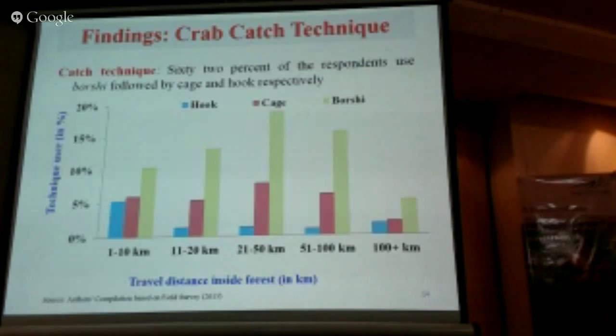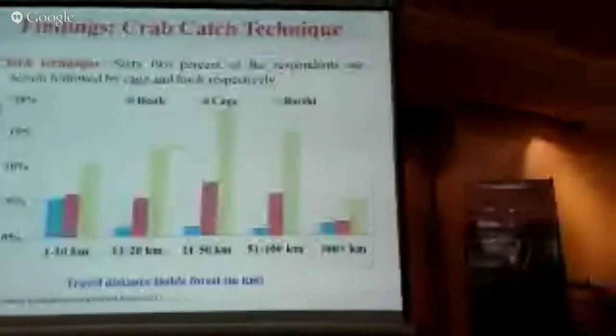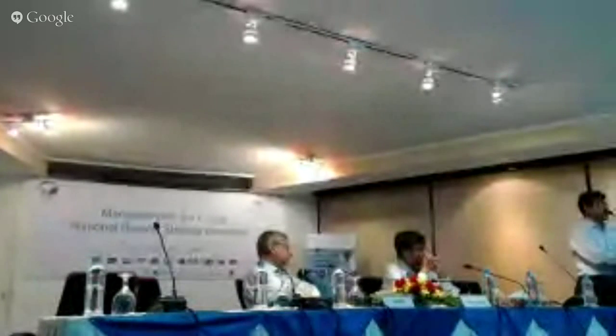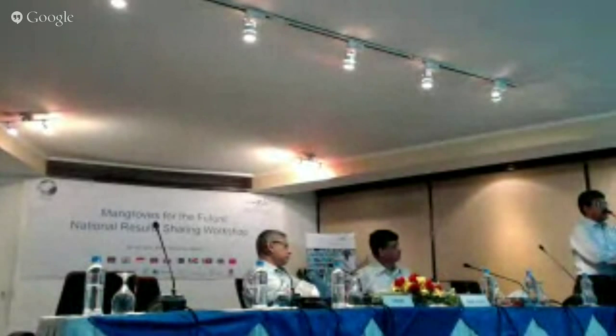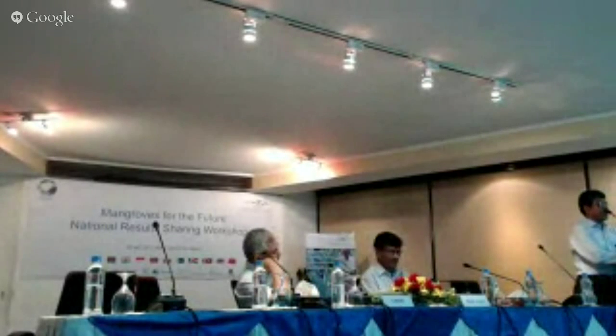And if we try to make a relationship between catch technique and the travel distance, we collected the data of the travel distance inside the forest in the last trip they made before we conducted the survey. If you see the graph, we can easily find out that the Borshi users are catching throughout the Sundarban, in the periphery of the forest or in the deep forest, everywhere they are available.